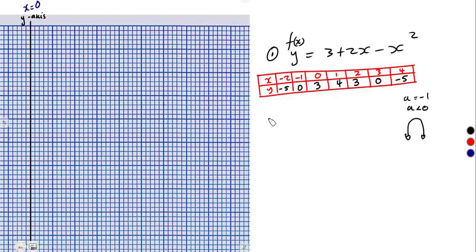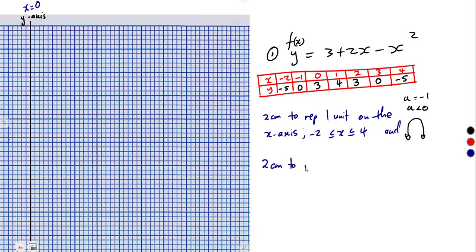So here, let us say we're given a scale of 2 centimeters to represent 1 unit, all right, on the x-axis, okay, for which x is greater than or equal to -2, less than or equal to 4, and okay, for the y-axis 2 centimeters to represent, let us just use 2 units, all right, on the y-axis. So this is what you're going to use.